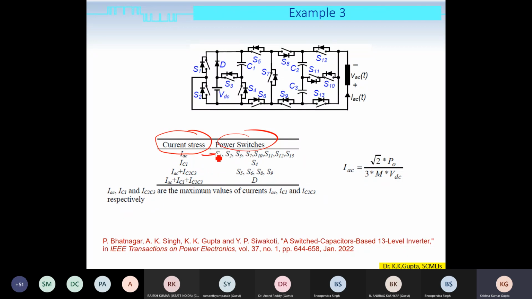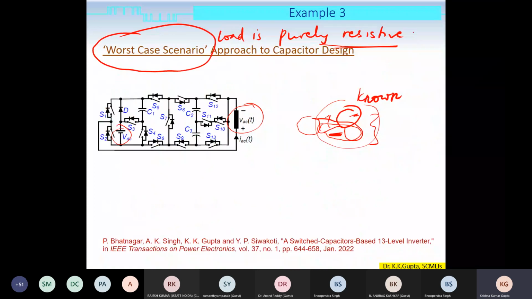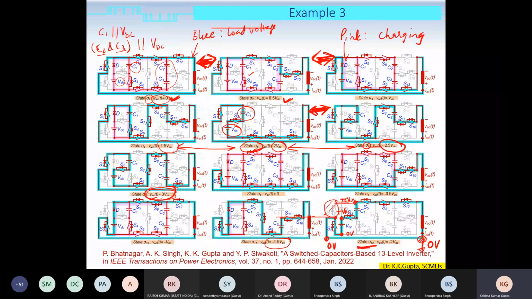Some of the switches have to bear only the load current, but there are some switches which have to bear the load current, the charging current of the first capacitor, and the charging currents of the second and third capacitors. For this again, we can go back to the switching states.